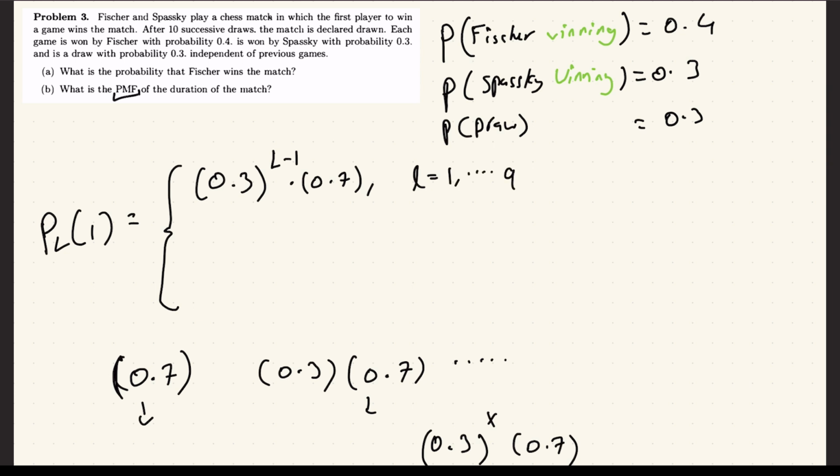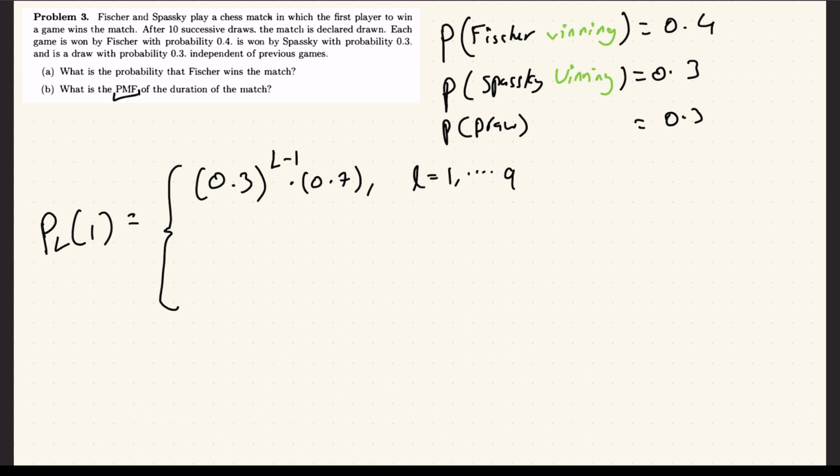to 9. Now, we don't write 10 here. For 10, this is a different scenario. For 10, the probability of it lasting 10 rounds is what? It's the probability of drawing 9 times. Now, we don't need to take into factor the probability of either of them drawing or winning the 10th round, because we know as soon as they reach 9 draws, it will end at the 10th round, no matter what. So here we write 0.3 to the power of 9 for L equals 10.